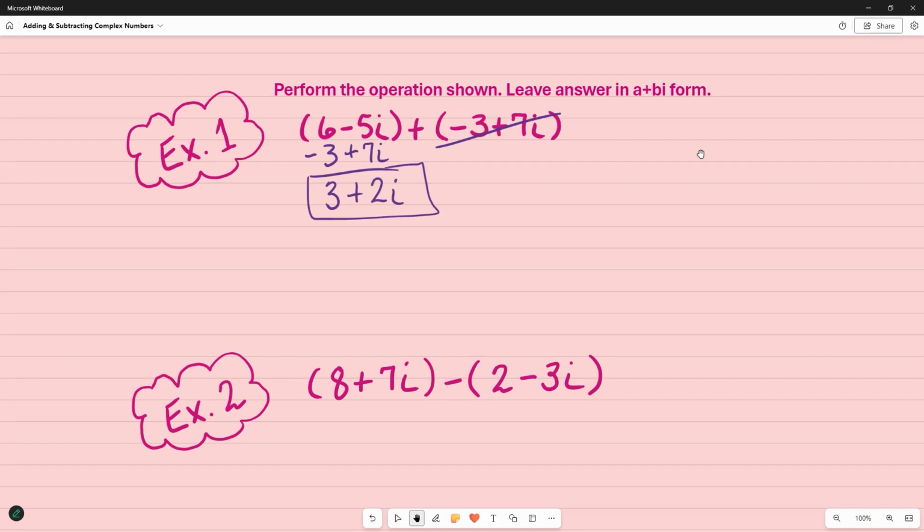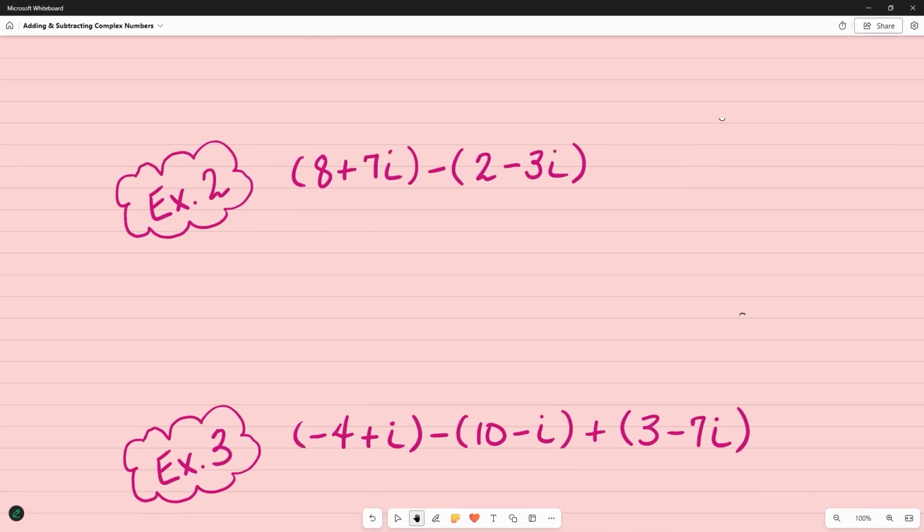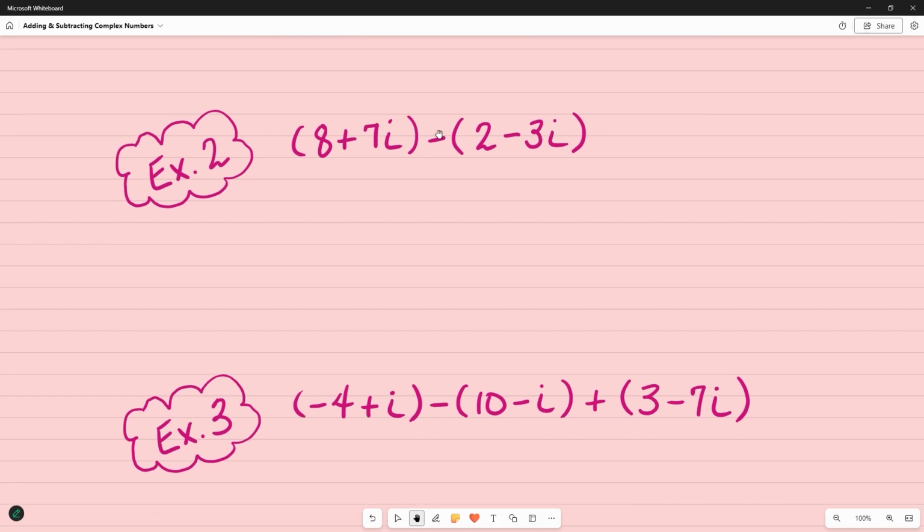Now, once I go to example 2, what I notice is I no longer have a plus sign in between the two sets of parentheses. I have a minus. Now, this is important because anytime I have a set of parentheses followed by a minus sign, that means that each term, the sign will change because -1 times positive 2 is going to become a -2. So what I would do is just rewrite it.